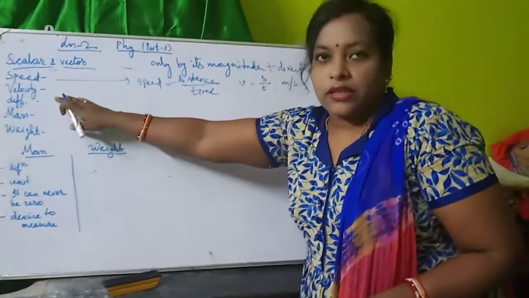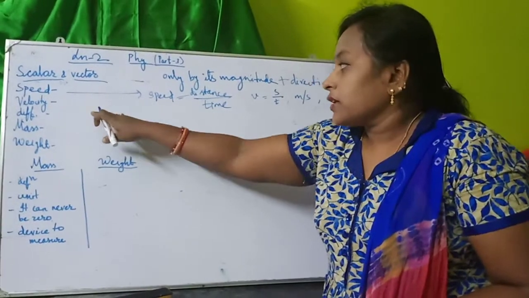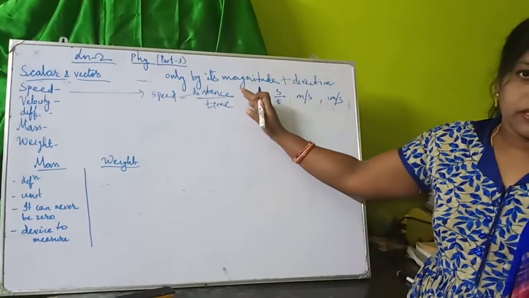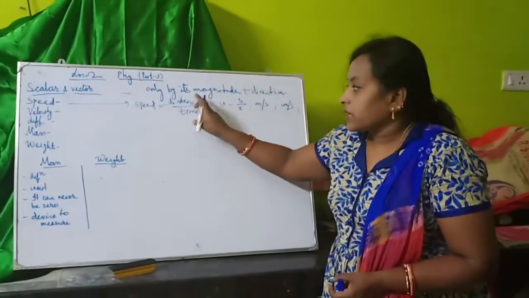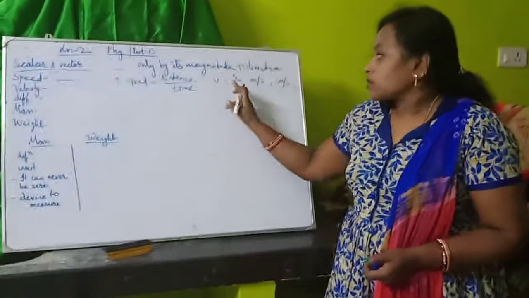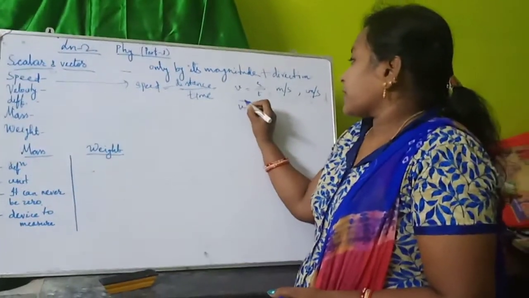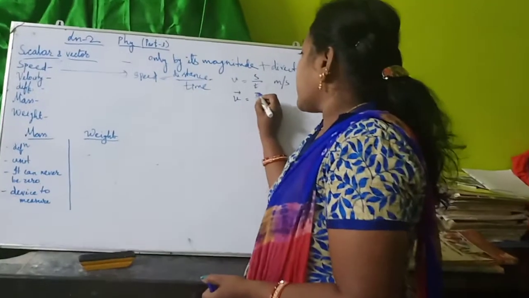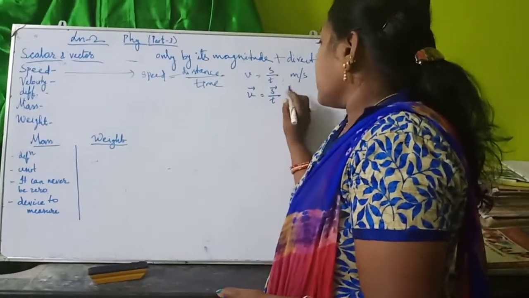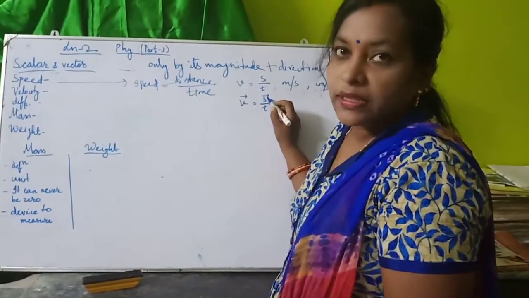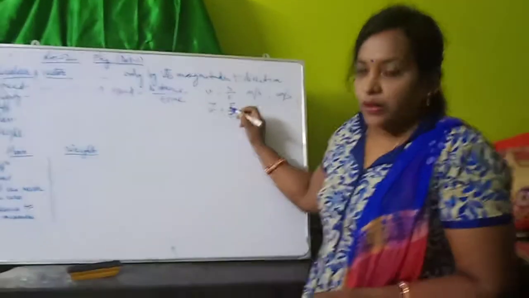Next is velocity. Velocity is the rate of change of displacement. Means instead of distance, here displacement will be there. So here V is a vector quantity, and direction will be mentioned because it is a vector quantity.